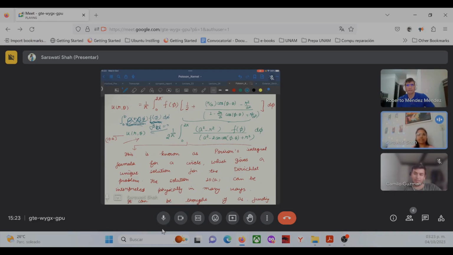So this is the Poisson kernel, and this is the weighted function for this boundary potential. Every time you write the solution of the Laplacian, whether in cylindrical coordinates or spherical coordinates, you are going to get this Poisson kernel.